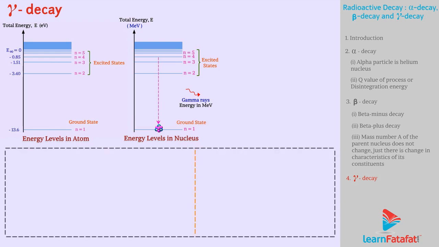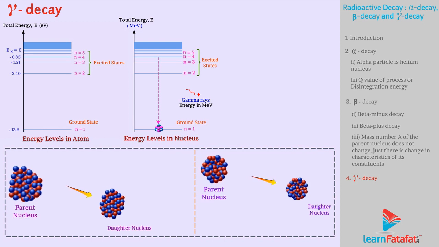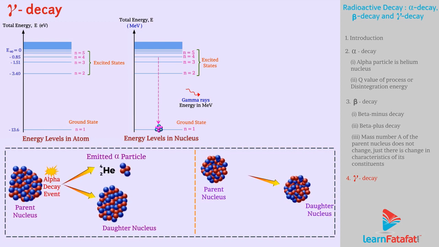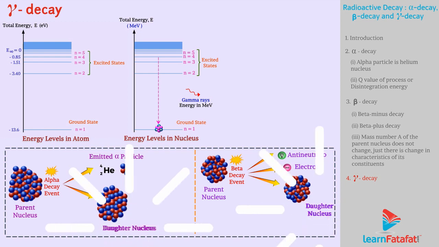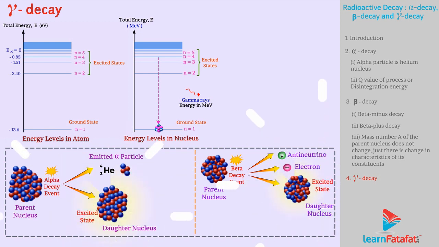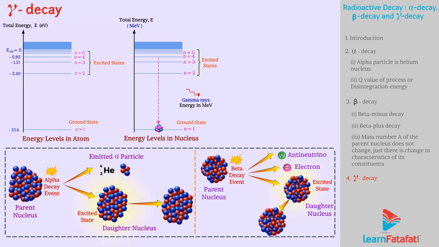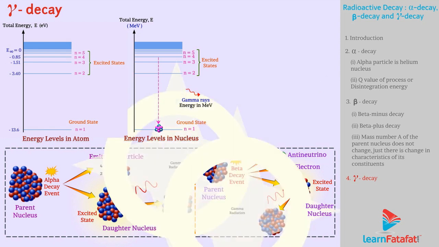It is also observed that when a heavy nucleus disintegrates either by alpha decay or beta decay, the daughter nucleus will be in an excited state. Then it reaches the ground state by emitting gamma radiations.